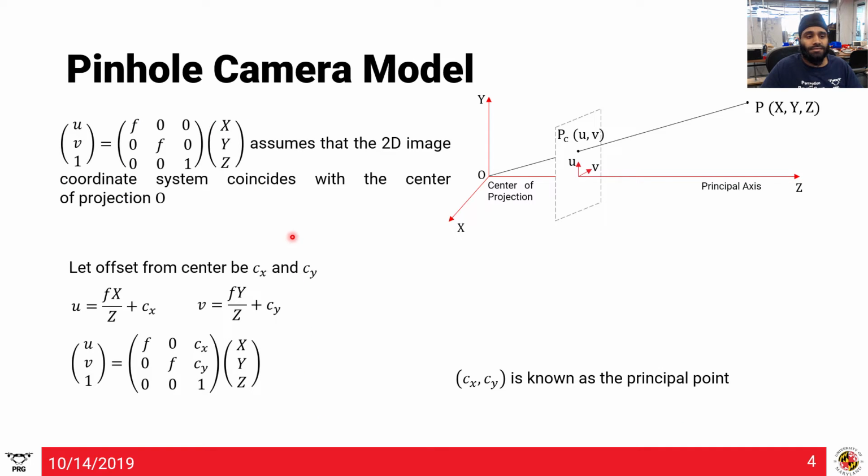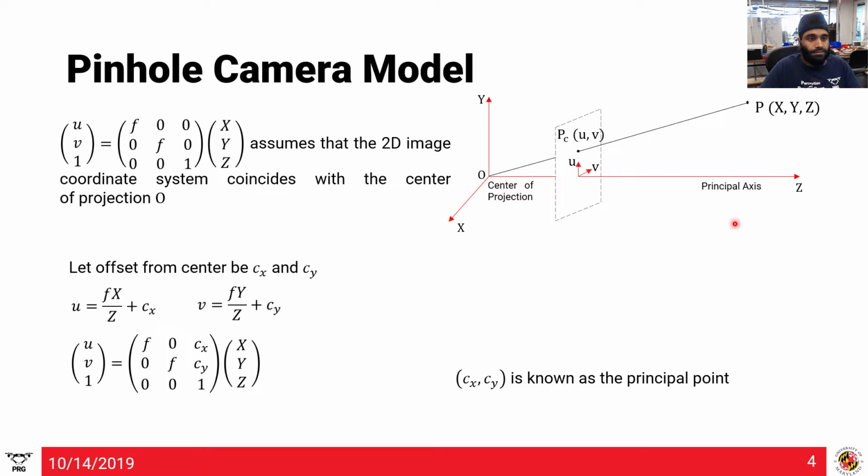This equation assumes that my 2D image coordinate system coincides with the center of projection O. Right? This might not be the case. The center of projection might be somewhere else. It might not be exactly at the center due to manufacturer defects or something like that. Also, the point O is called the center of projection, and the axis that joins O perpendicular to my image plane is called the principal axis.